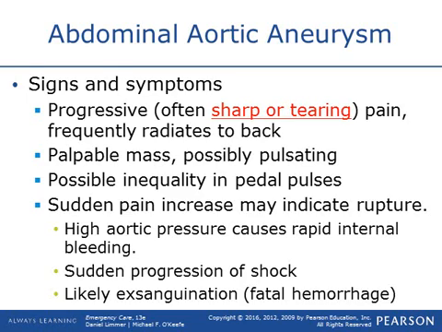It can start out as just progressive, sharp or tearing pain, generally radiating to the back, where the aorta is behind the peritoneal space. It'll be a palpable mass. You may see a lump on the belly, possibly pulsating from that ballooning pushing out against the abdomen.